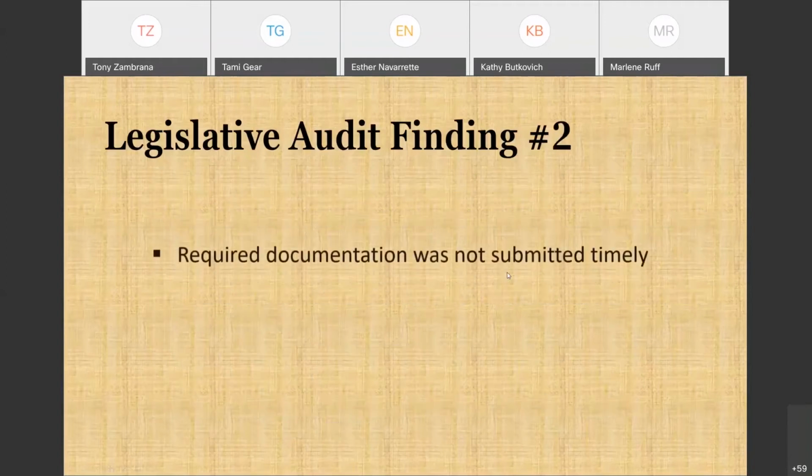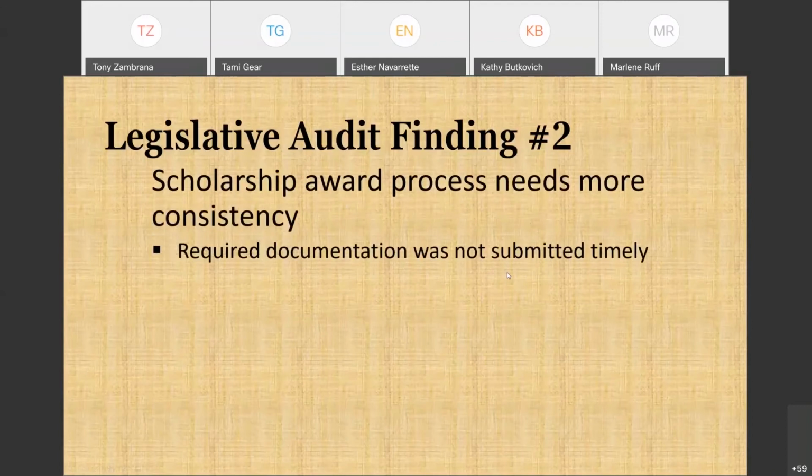Number 2 was that the scholarship award process needed to be more consistent, which meant that required documentation was not submitted timely. There were some cases, and we've had to go back and correct this, where students were approved for the scholarship and checks were sent out before all of the documentation was submitted. And that becomes a problem, because if then it is determined that they're not eligible and a check's gone out, then we're requiring people to pay that back, and that's a problem.